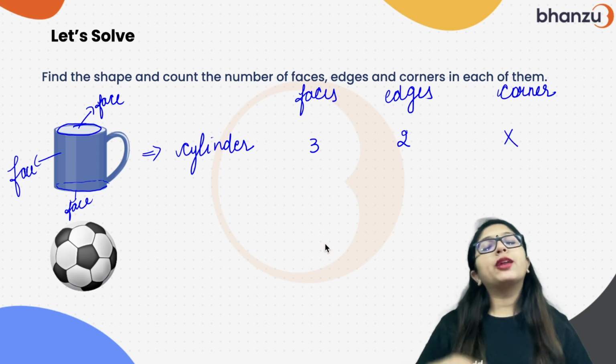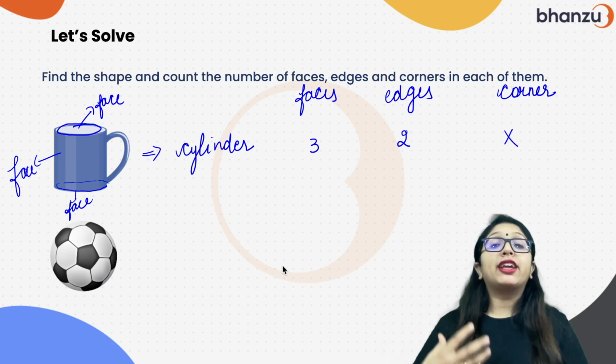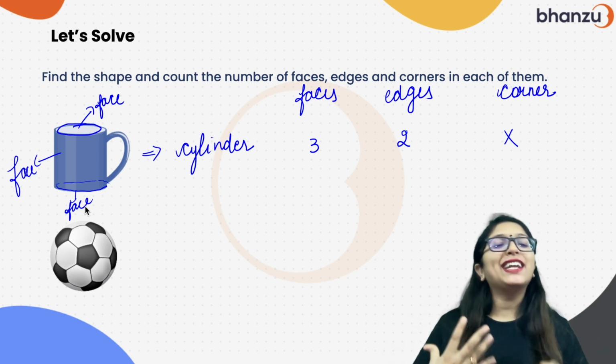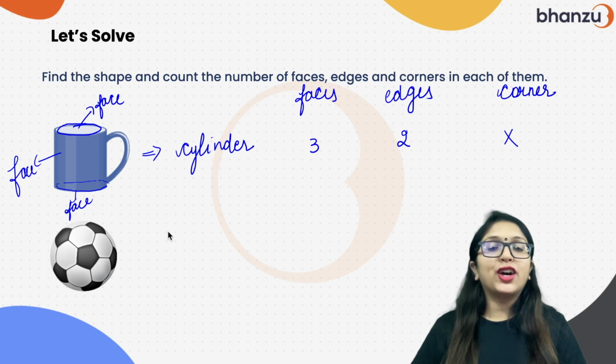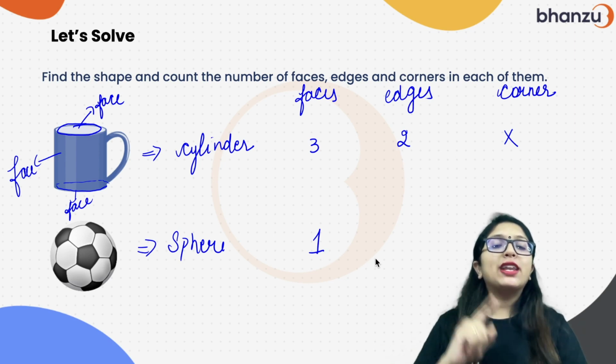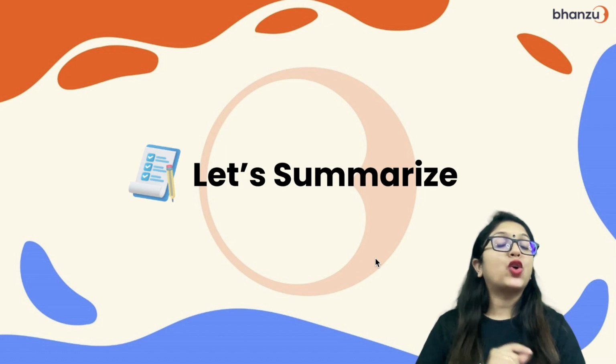Okay. Why there is no corner? Because we know that corners are where the edges meet. Here the edges are really far away from each other. So they are not meeting. So we can say that there is no corner. And this is sphere. And we know that in sphere we just have one face only. There is no edge or no corner. Clear?